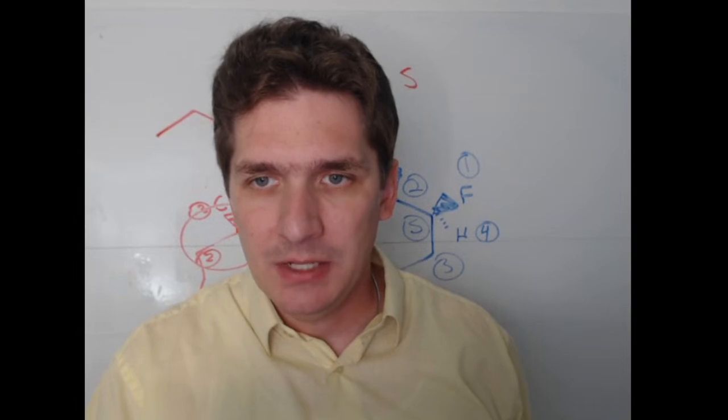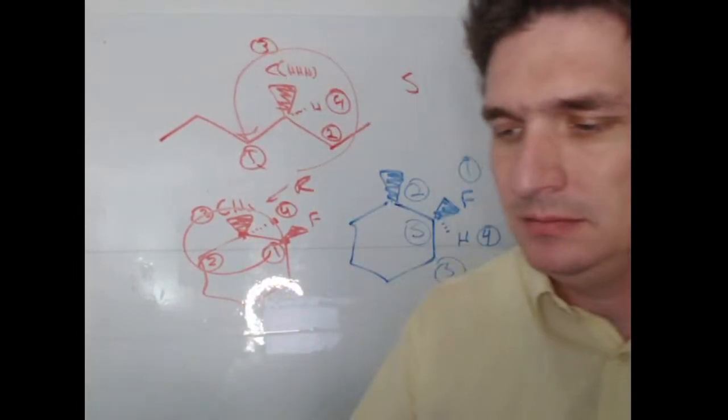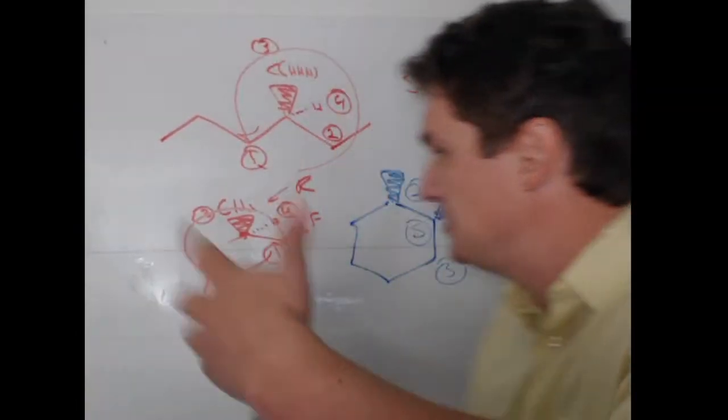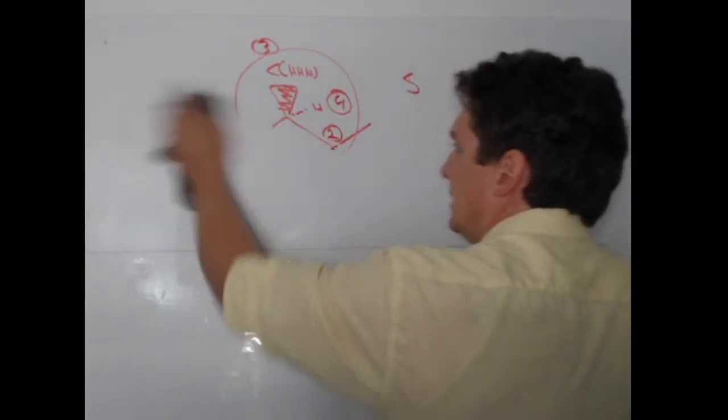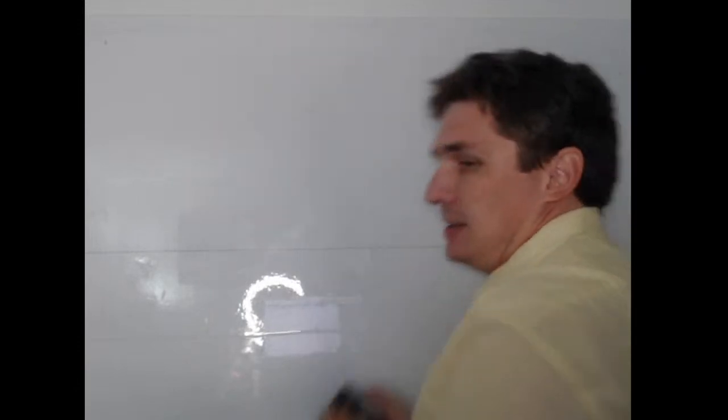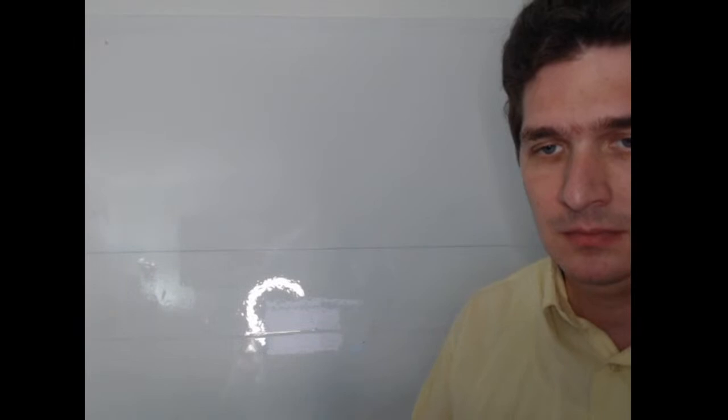So if we go to page 19, these are ones where the Fisher projection will be drawn out in the key. And the problem statement does tell you if it's R or S, so you can compare your answer to what's written there.